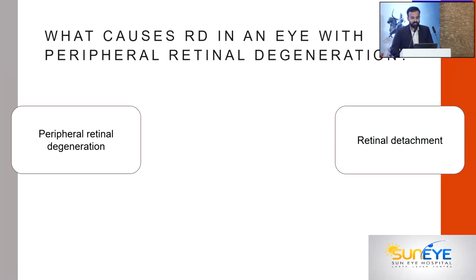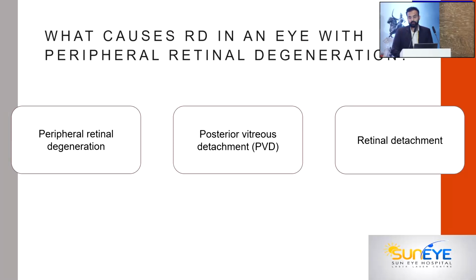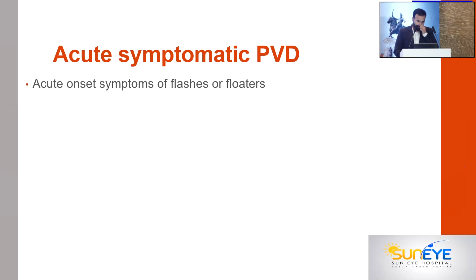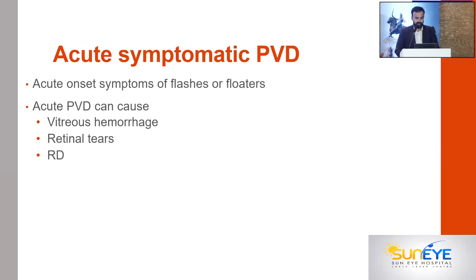Now what causes an RD in an eye with peripheral retinal degenerations? Basically, it is a posterior vitreous detachment. Unless the vitreous is well formed, there is no posterior vitreous detachment, and the risk of RD is pretty low. But once the PVD has happened, of course, there is a very high risk for retinal detachment. Now, if there's an acute symptomatic PVD, there's acute onset of flashes and floaters, which can be seen.